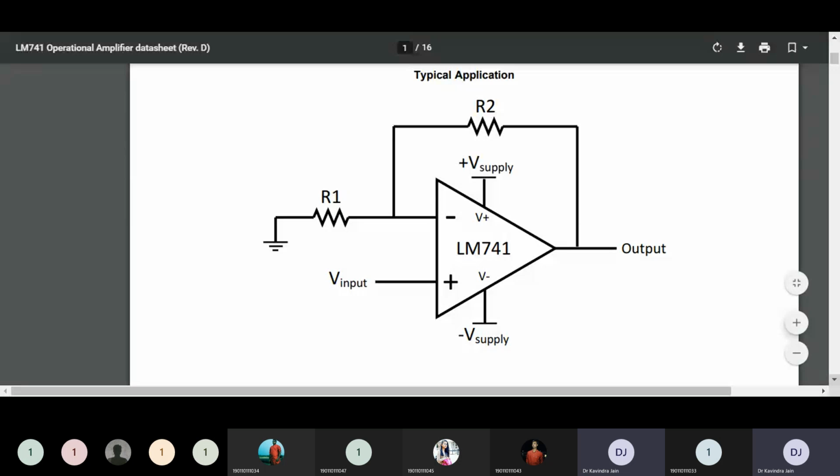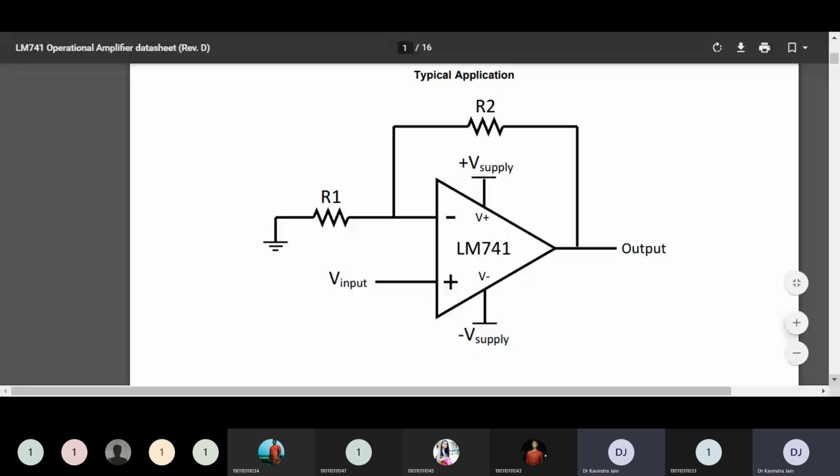But basically how it is technically represented, it is represented in the form of a triangle. Now you can see pin number 2 and pin number 3. Pin number 2 is connected with the R1 resistor and is grounded. And pin number 3 is V input. That is being connected with the non-inverting input to the supply, to the input supply. Pin number 2 is grounded.